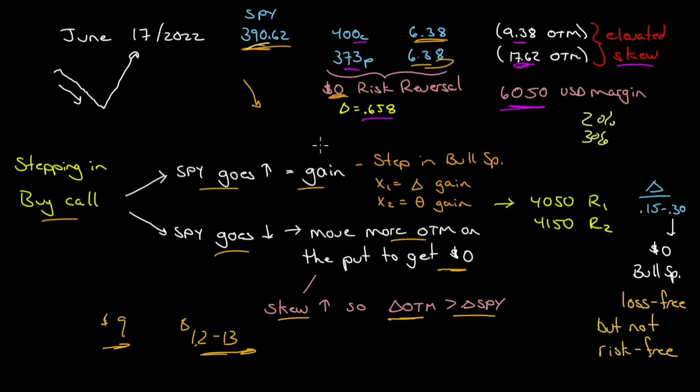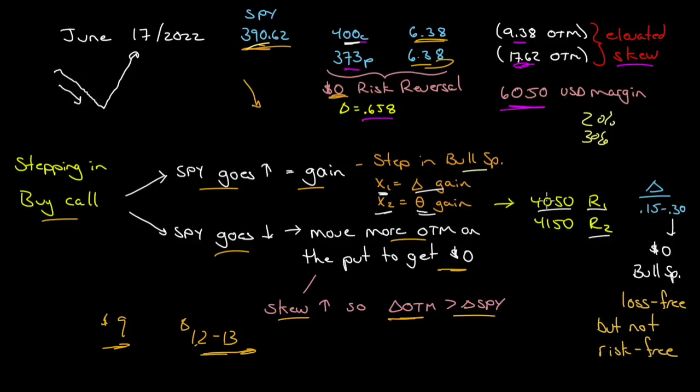If the market goes up, you can take your gain, or you can step into a bull spread in a number of ways. Whatever the 400 would be your X1, whatever you set up for X2 would be your theta gain. So you can still have a delta gain along with a theta gain because you're selling the upside call. And you have two levels of resistance here.